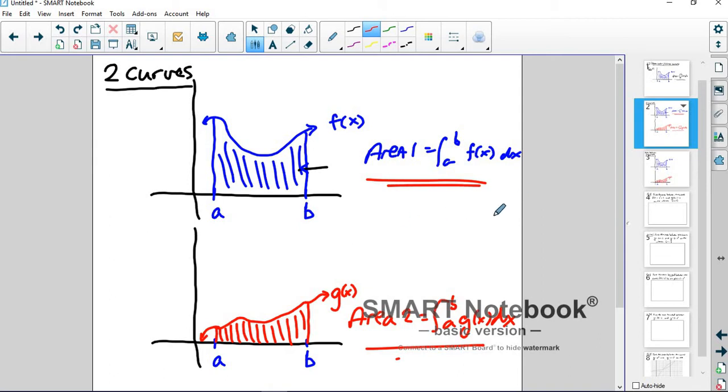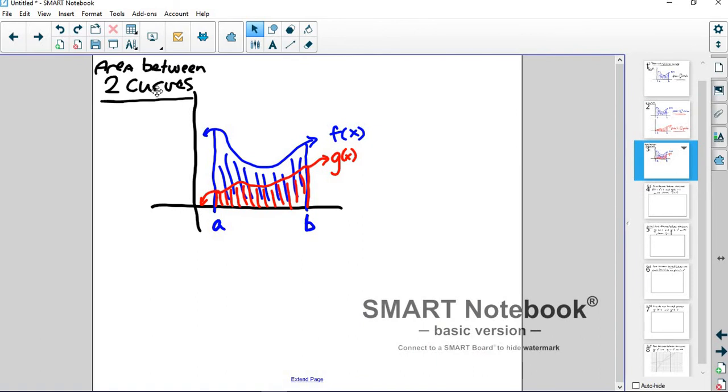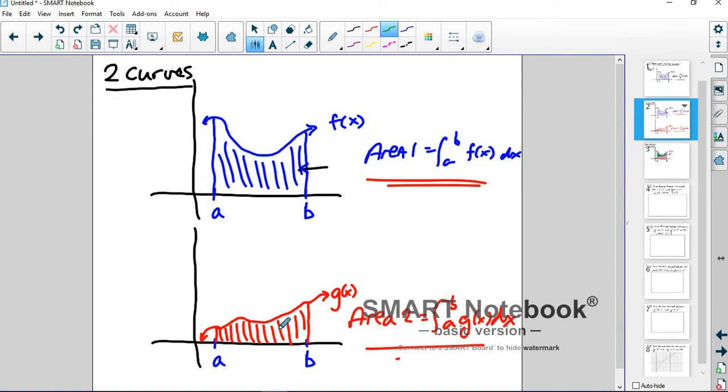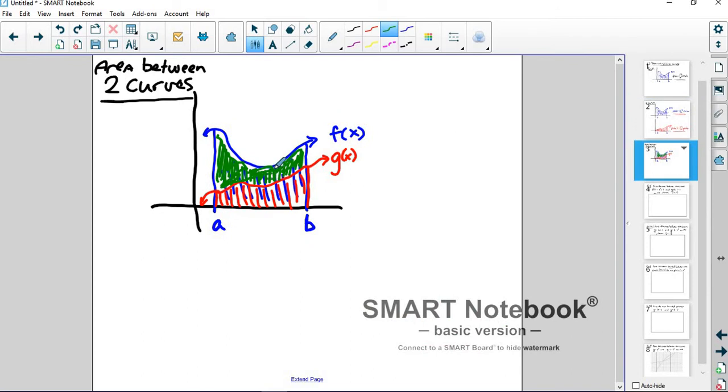Well, what if these two graphs are on the same set of axes? If they're on the same set of axes, then we can talk about the area in between the two curves. I'm going to color it in green. So what is this area in between the two curves? This area between f and g is all the blue area minus the red area, right? If you take all this blue area and subtract the red area, you'll be left with the green area in between.